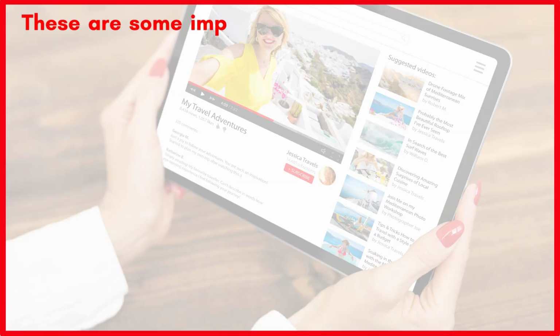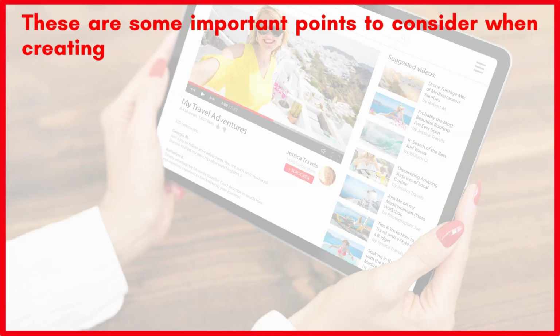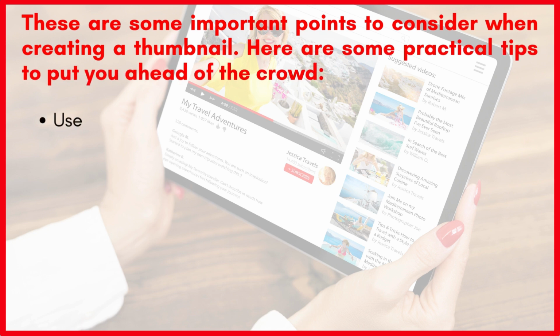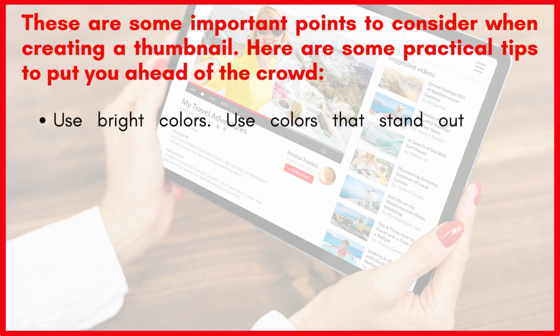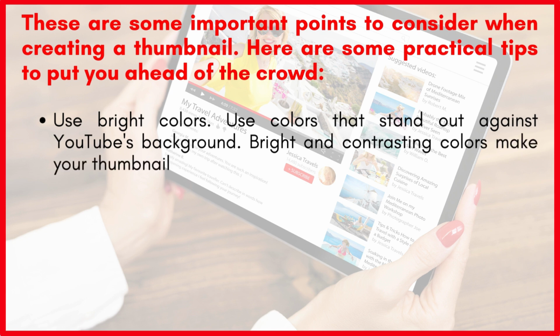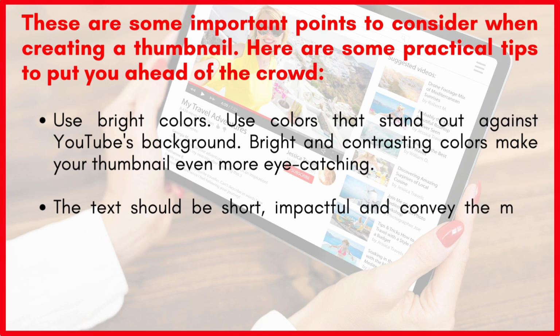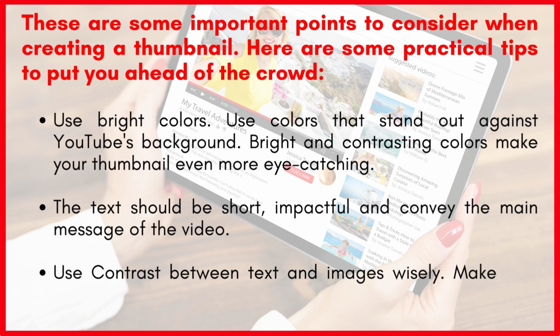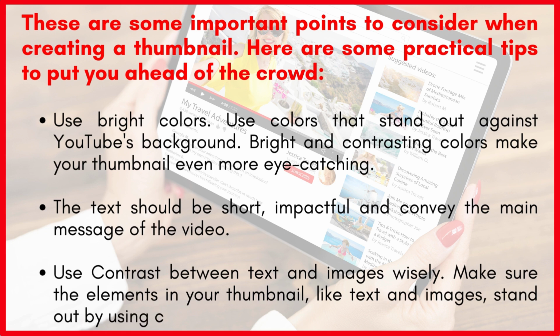These are some important points to consider when creating a thumbnail. Here are some practical tips to put you ahead of the crowd. Use bright colors. Use colors that stand out against YouTube's background. Bright and contrasting colors make your thumbnail even more eye-catching. The text should be short, impactful, and convey the main message of the video. Use contrast between text and images wisely. Make sure the elements in your thumbnail, like text and images, stand out by using contrasting colors and shapes.